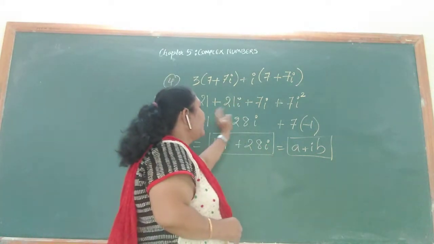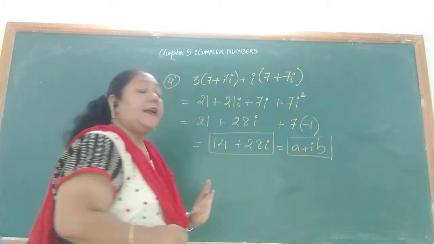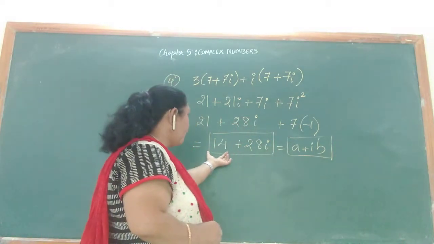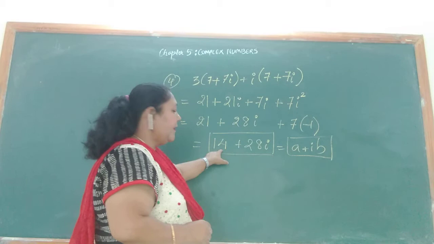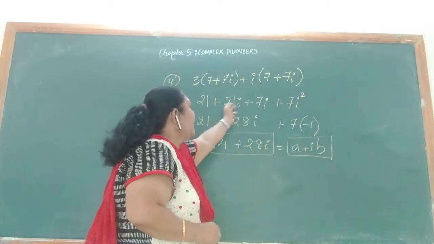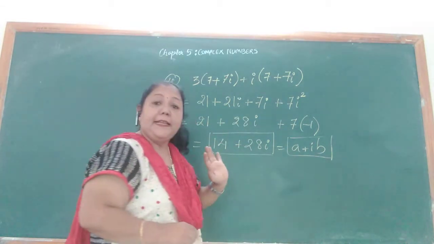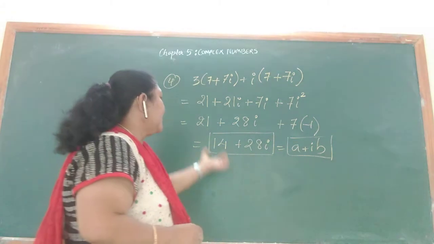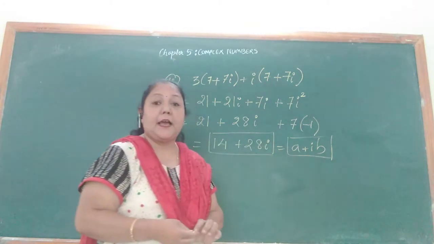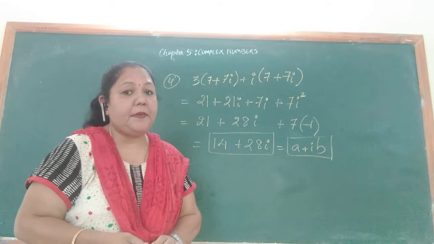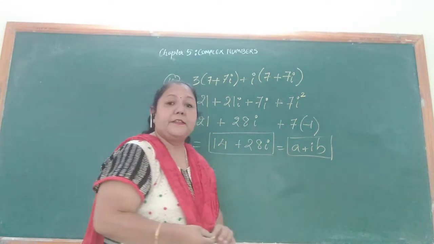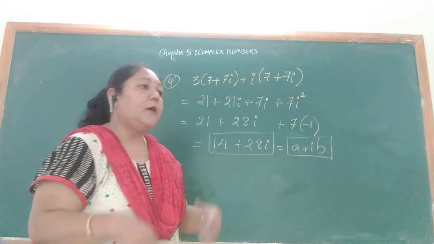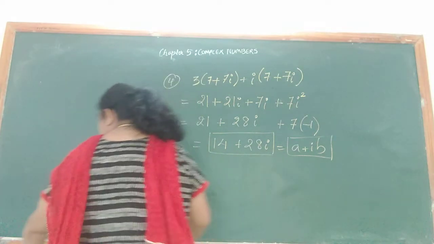So it became 21 minus 7. And 21 minus 7 was 14. Sign of the bigger number will be there. And 21 plus 7, that was 28i. So I wrote it as 14 plus 28i. That is, in a plus ib form, 14 plus 28i. Now let's go to the next question.